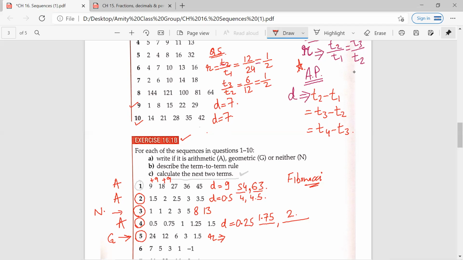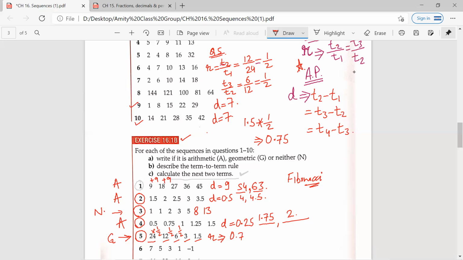Yeah. So basically what is happening is you take a term, you multiply it by the common ratio and you get the next term. Then again you multiply this by the common ratio and you get the next term. Again you multiply it by the common ratio and you get this term and this term. So the next term would be 1.5 multiplied by half, which is equal to 0.75.